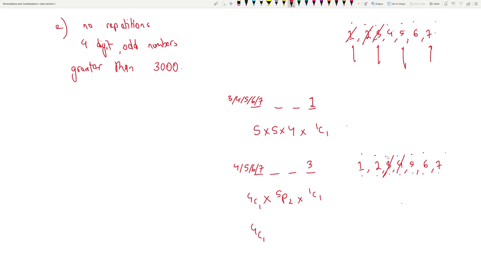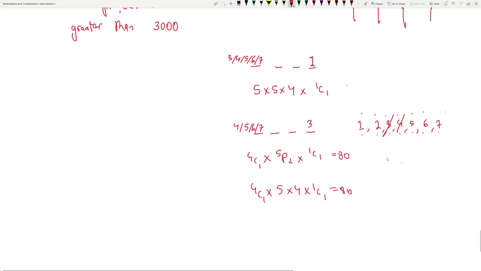Or you could do it like this. 4C1, you have 5 options, and then 4 options, and then 1C1, because you put in 3. See, it's the same answer. 4C1 into 5 into 4, which is 80. And on top, it's 4C1 times 5P2, which is also 80. And what about this? This was 5 into 5 into 4 into 100.